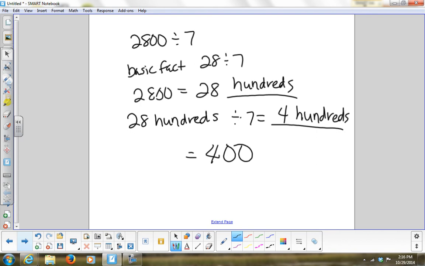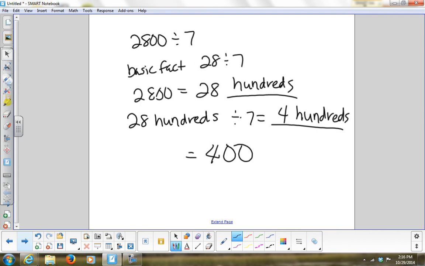My basic fact, for number 2. You could check on the top. Other way. Good. Basic fact is 28 divided by 7.